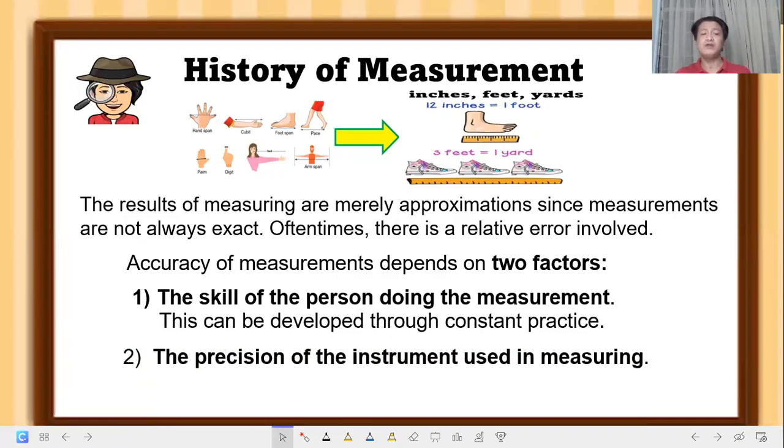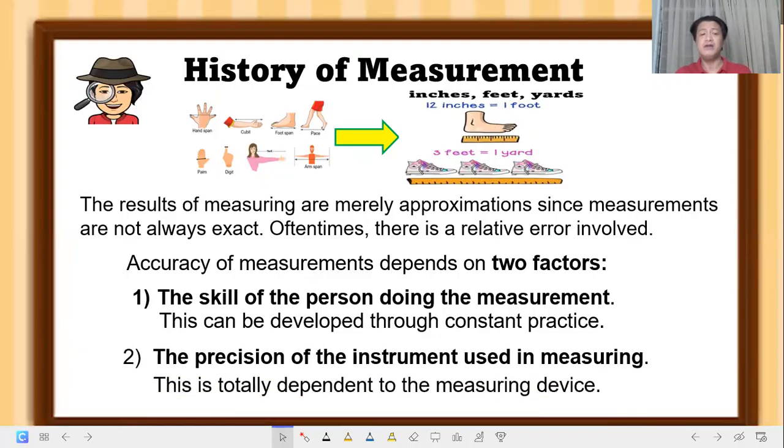So number 2 factor, the precision of the instrument used in measuring. Okay, remember, this is totally dependent to the measuring device. Siyempre, kailangan sakto, no? Kailangan accurate yung gagamitin natin to get the measure of the given object. Kailangan yung akma, di ba? Akma yung pagkakasukat natin at tama yung ginagamit natin.